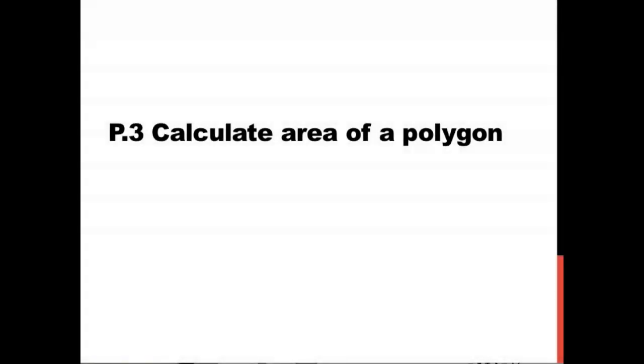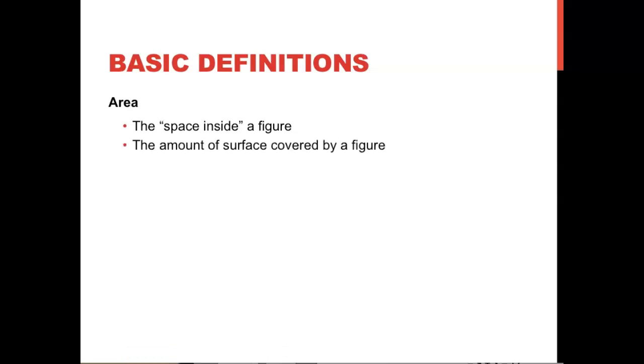Today our focus on polygons is going to be about how to calculate the area of different types of polygons. First we're going to go over some basic definitions. The area refers to the space inside a figure. It's the amount of surface that's covered by a figure. On the other hand, perimeter refers to the distance around a figure. You can think of it as how much fencing you need to put around that figure.